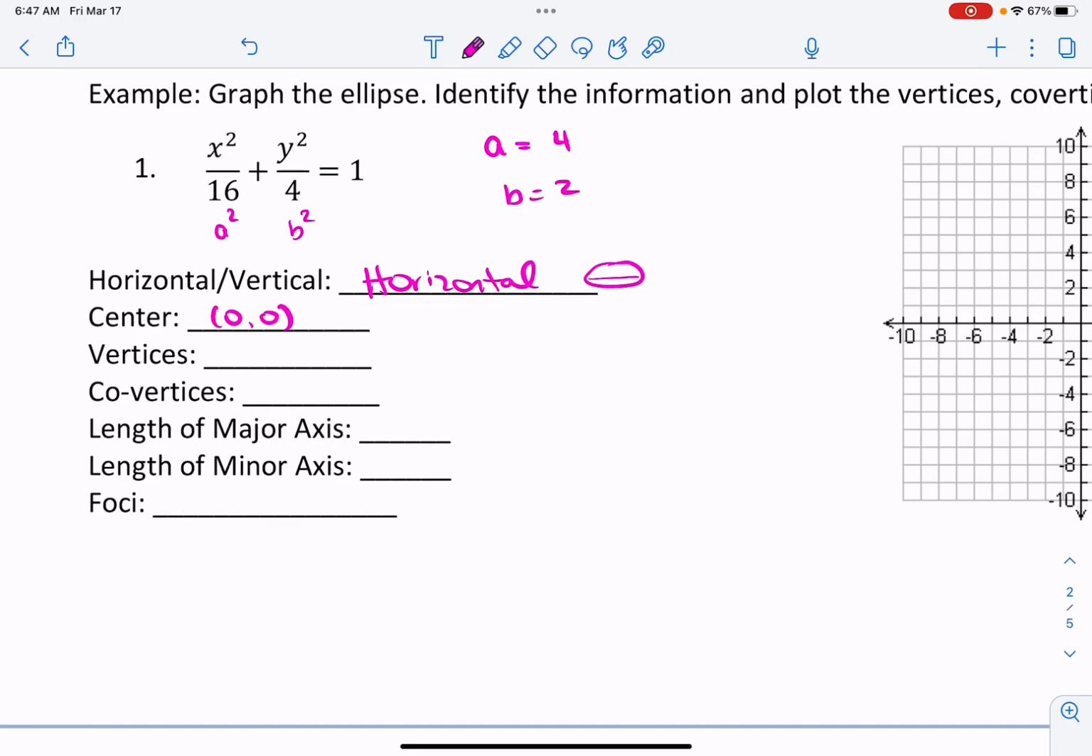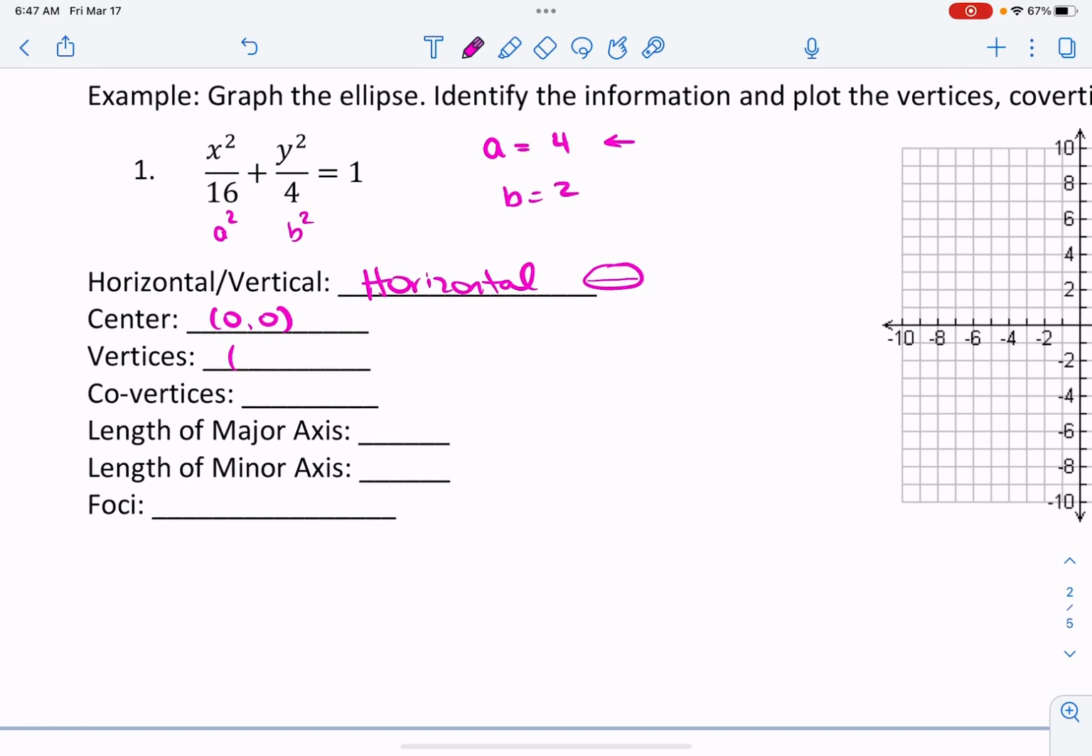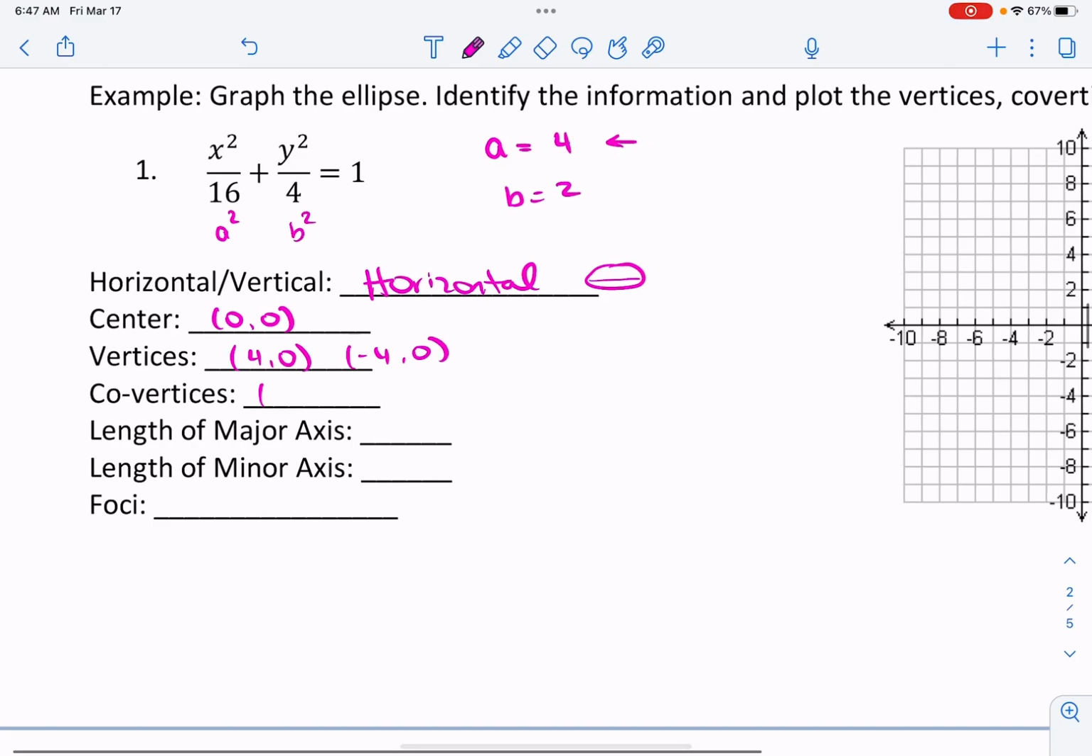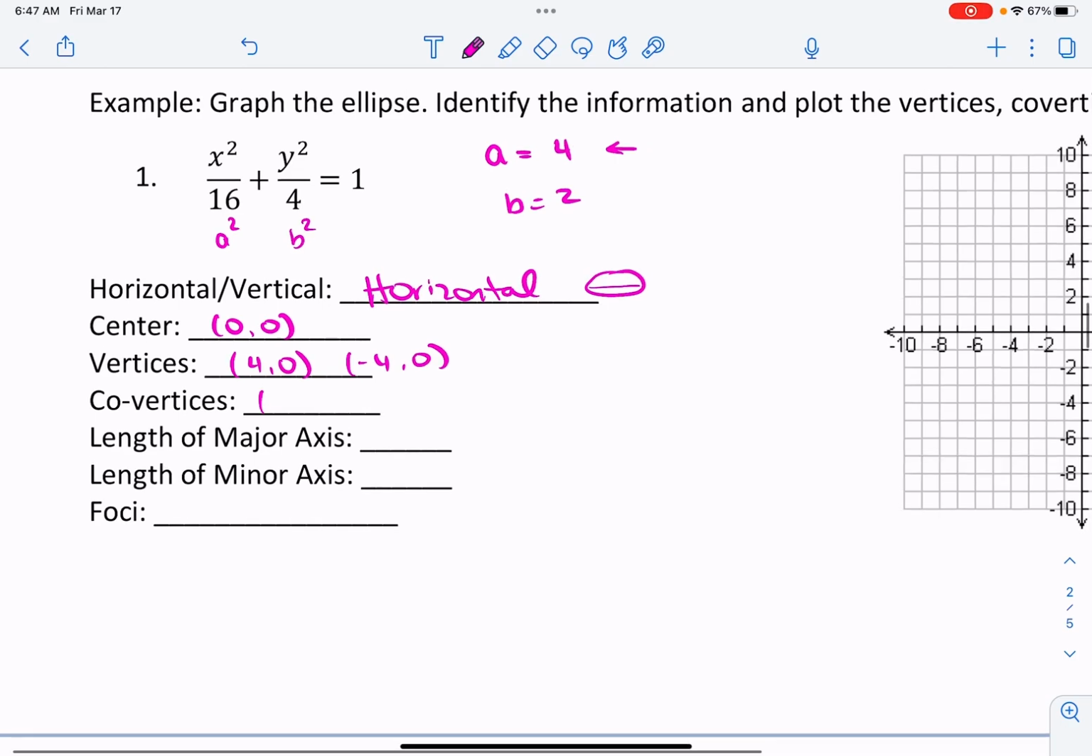So how are we going to know our vertices? Remember, this is the distance from the center to the vertex. It's 4 units, so we are going to move 4 units to the right and 4 units to the left. These are our vertices. Our co-vertices come from the b. It's a distance from the center to the co-vertex, so this is going to move up vertically. It's going to be 0, 2 up and 0, -2.